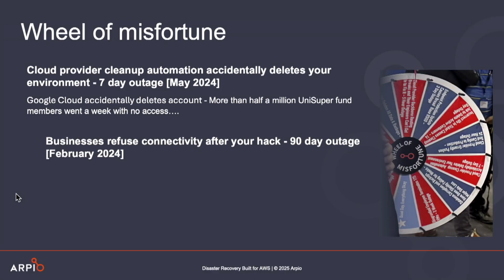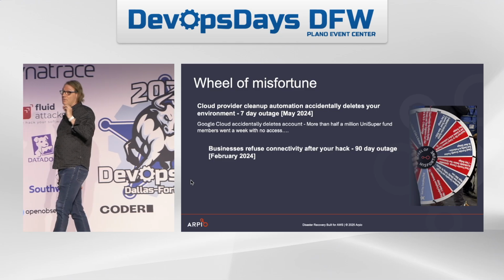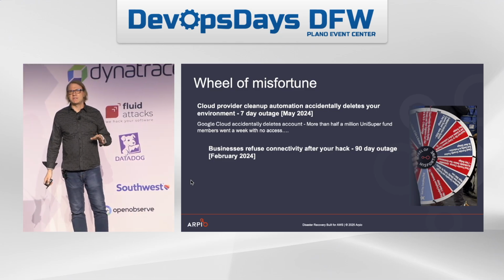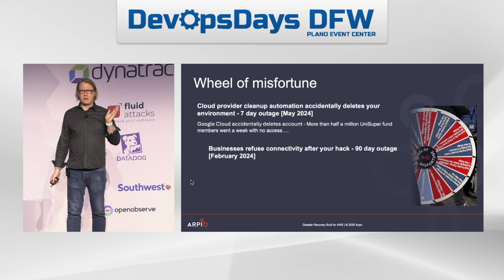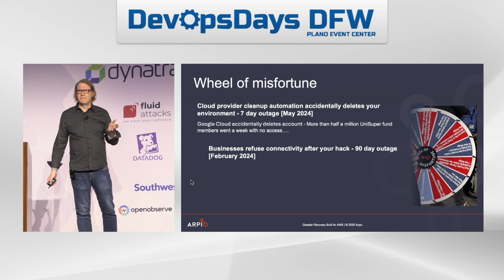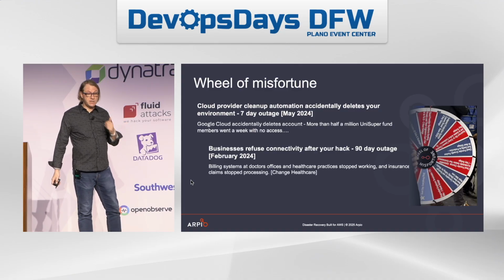All right, next one. Businesses refuse connectivity after your hack, 90-day outage. Now this one's a little bit of an unfair one because the refusing the connectivity part is not really what made the news. What made the news was that they were hacked, they were ransomware, they had a data leak, and they were down for over 90 days. But maybe from the timestamp you know who this is. Anybody know who this is? Last year, major ransomware hack, Change Healthcare.